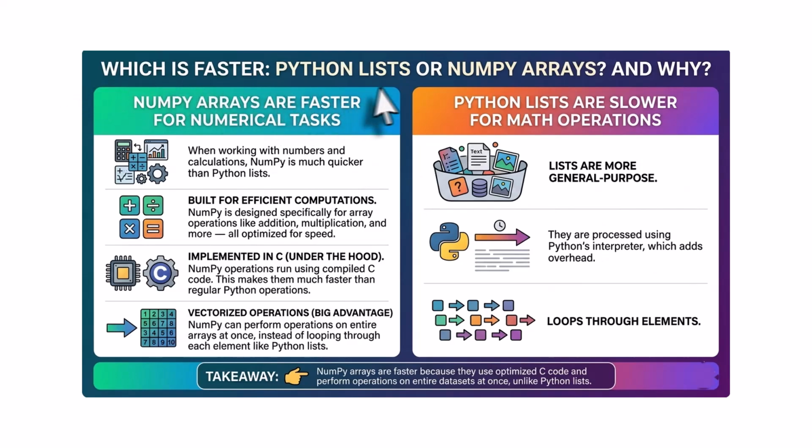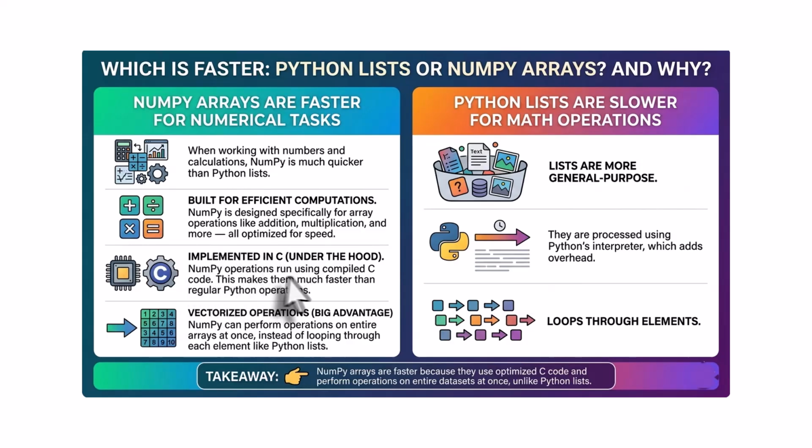Let's understand which is faster, Python lists or NumPy arrays, and why. NumPy arrays are faster for numerical tasks. That is, when working with numbers and calculations, NumPy is much quicker than Python lists, and NumPy arrays are built for efficient computations. That is, NumPy is designed specifically for array operations like addition, multiplication, and more, all optimized for speed.